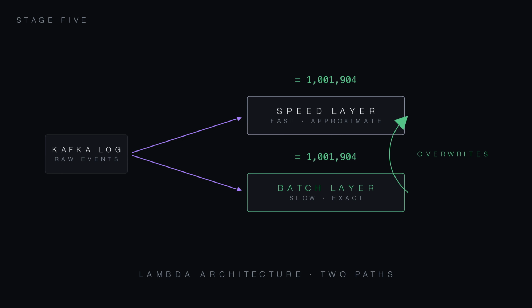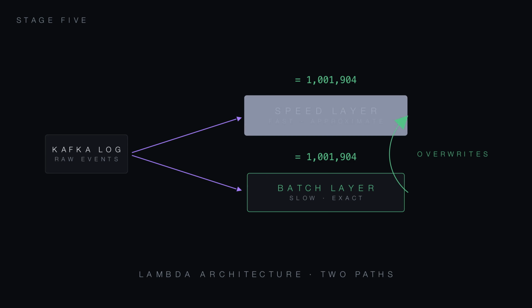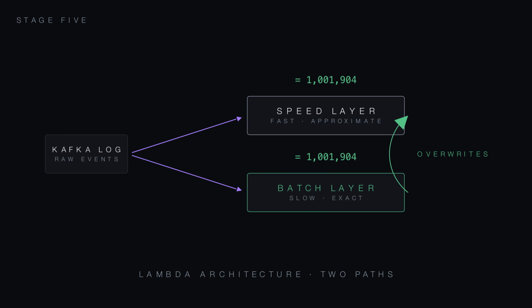Either way, the principle is the same: a fast approximate count for the experience and a slow exact count for the money and the trust. The number reconciles toward truth over time. It is never both fast and exact at the same instant because nothing at this scale ever is.